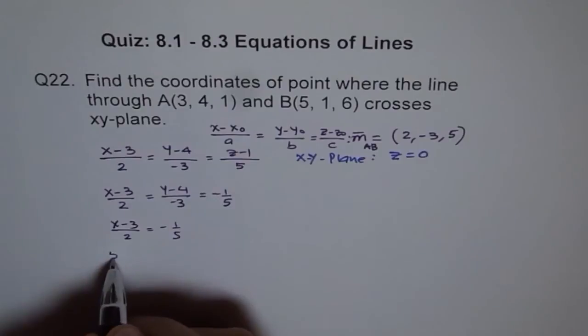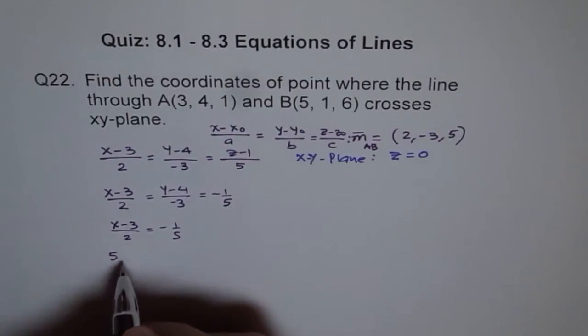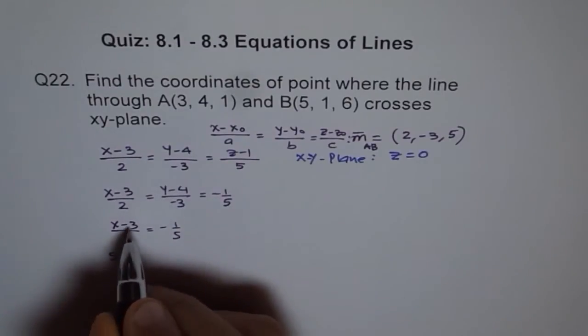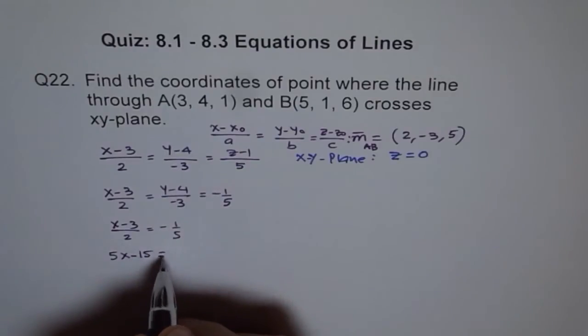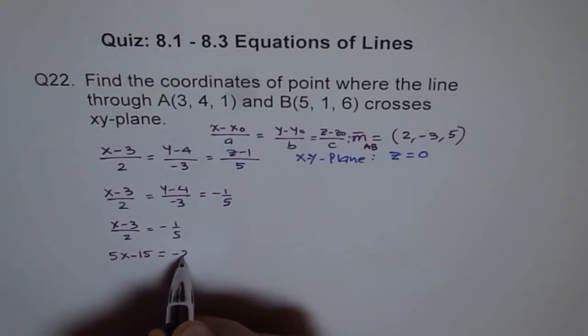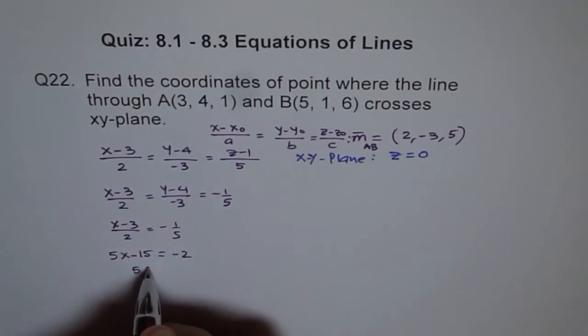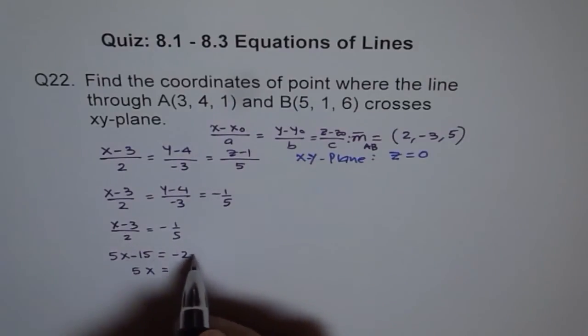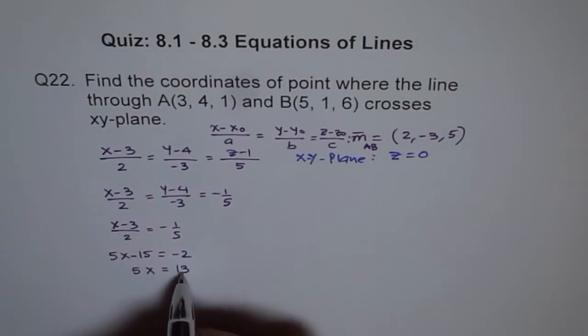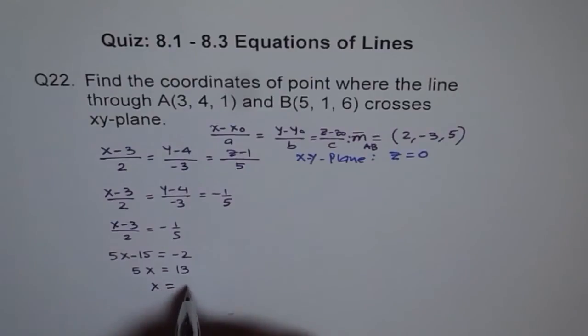So you get 5x minus 5 times 3, 15, equals minus 2, or you can say 5x is equal to plus 15 minus 2, which is 13, and so x is equal to 13 over 5, correct? So that is your x value.